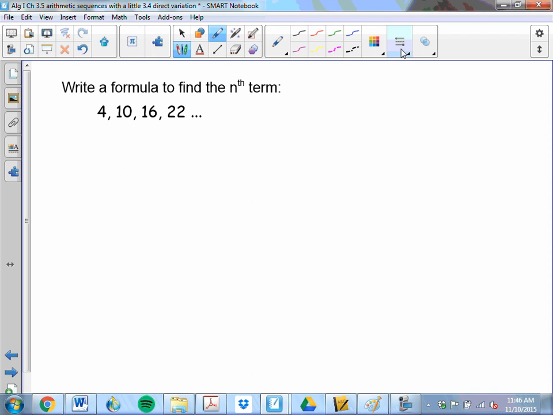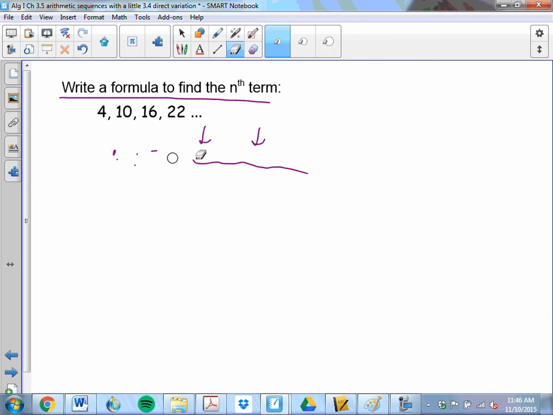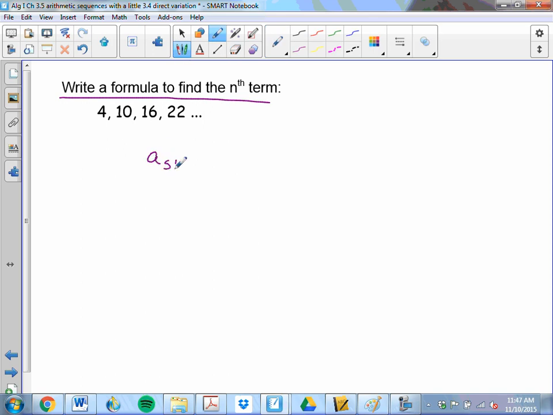Well, when it says write a formula to find the nth term, that means have something that we can plug numbers into to generate any term. Like say I wanted to find the 51st term. I want to have some formula that I can just plug a few numbers into, or plug something into, to get that 51st term. Just think about what's going to happen here.